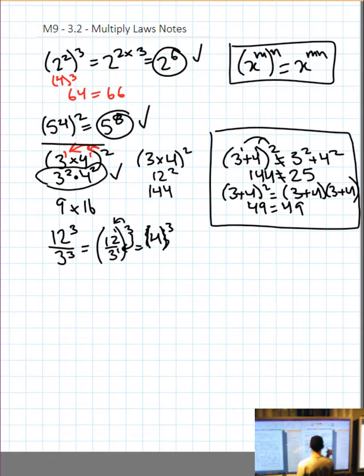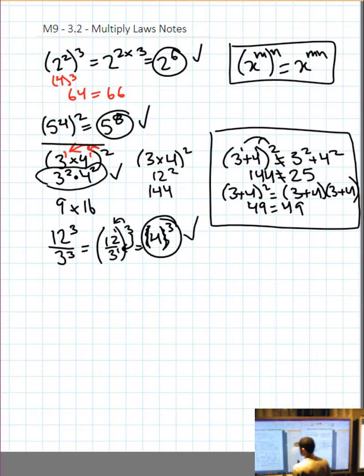Scribble them out instead of rewriting it. Erase them, whatever you want. Circle your answer. Remember, we're leaving them in exponential form. Now, type it into your calculator. 12 cubed divided by 3 cubed equals 64. Our answer, 4 cubed equals 64. Check mark near our answer.